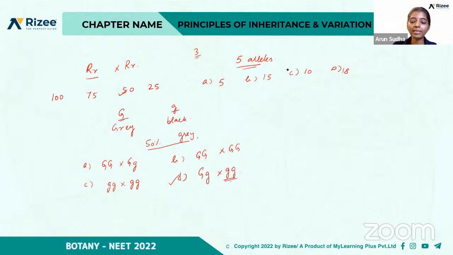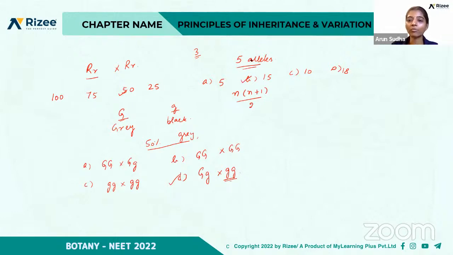Actually, there is a formula to find out the number of genotypes. It can be found out by n(n+1)/2, where n is the number of alleles. So here it is given as 5 alleles. So what will be the answer here? Yes, 15 is the right answer.